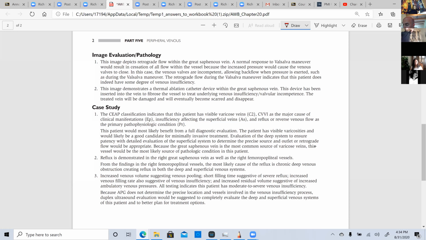Well, the person took a breath in, pushed down, and the blood went backwards. That's significant. So they've got at least a couple of valves, probably more, that are refluxing.